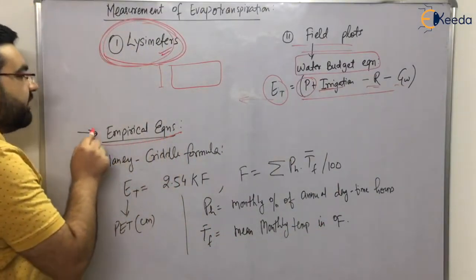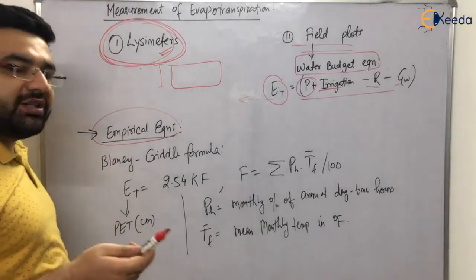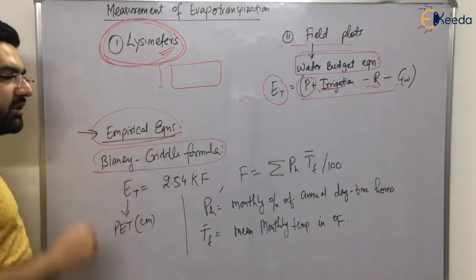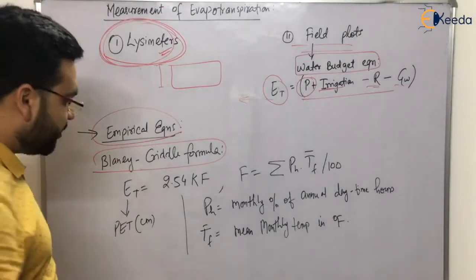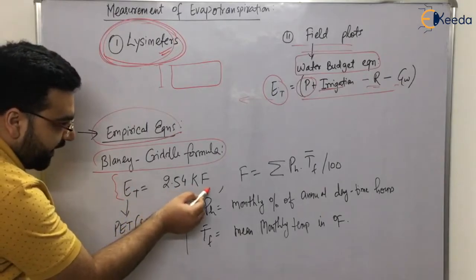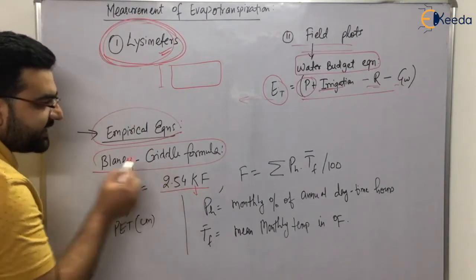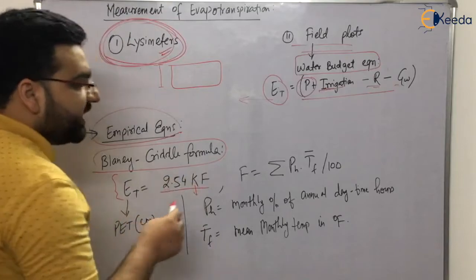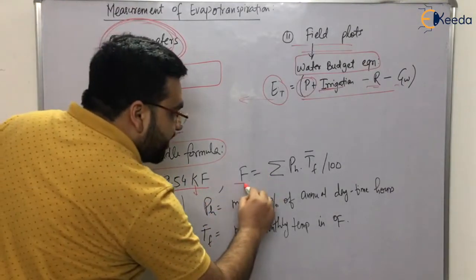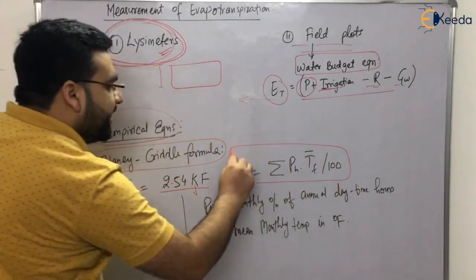We have some empirical formulae also. We have the Penman equation also, but the important equation is the Blaney-Criddle formula, right? This is also used in irrigation. Evapotranspiration is given by 2.54 into K into F. K is a constant, right? F is the evapotranspiration factor, right? F is given by summation of pH into TF bar divided by 100.